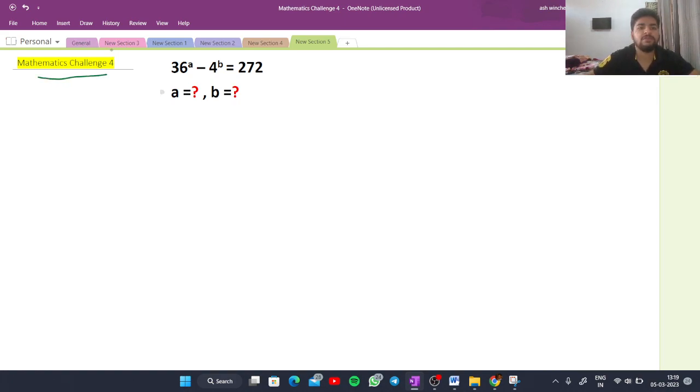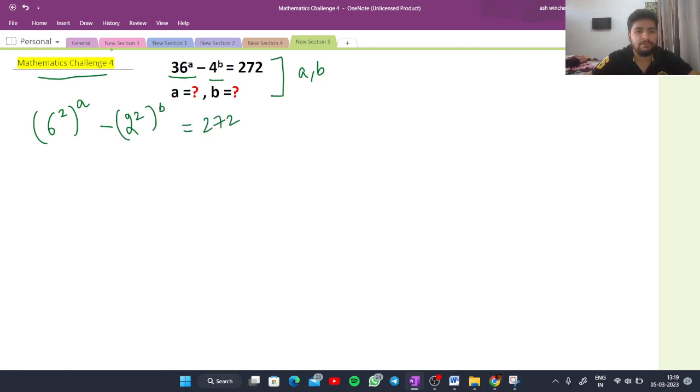This is Mathematics Challenge 4. We have to solve this equation and find the values of a and b. Firstly, we can write 36 raised to power a as 6 raised to power 2a, and 4 raised to power b can be written as 2 raised to power 2b, equal to 272.